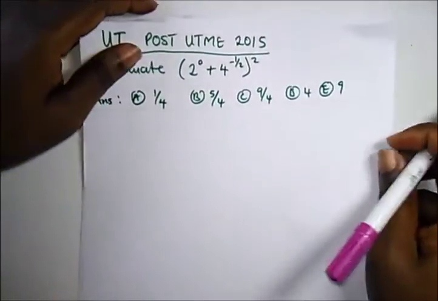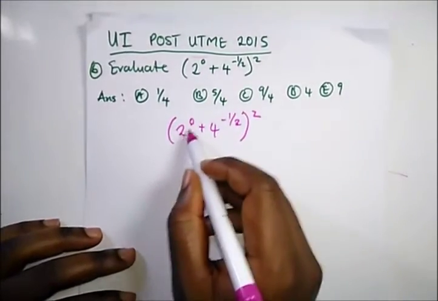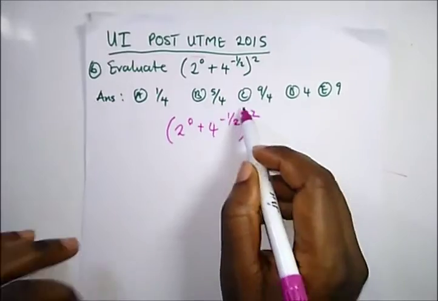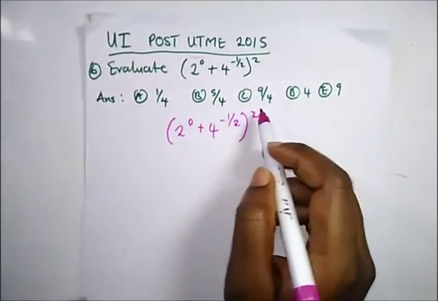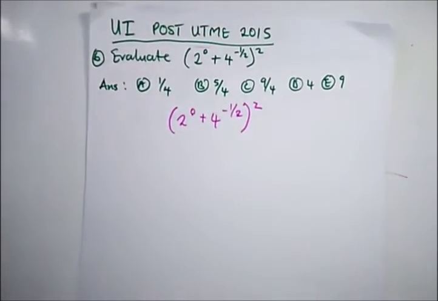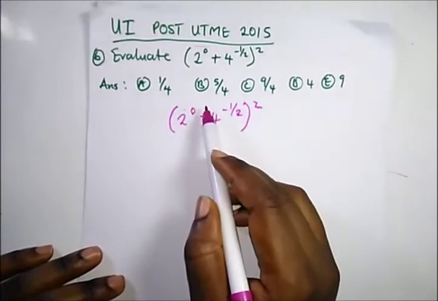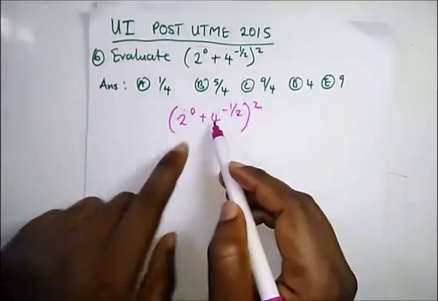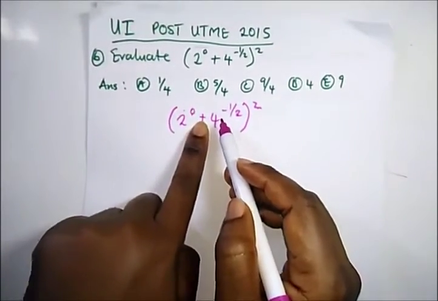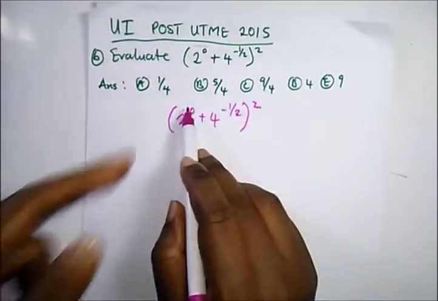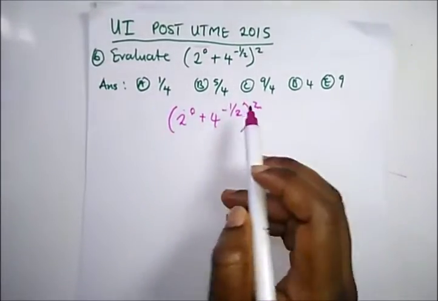Our next question says evaluate this. So you have here 2 raised to power 0 plus 4 minus half, all in bracket, raised to power 2. Most people can actually make the mistake of just multiplying 2 to these powers. No, this is raised to power 2 and there's a plus sign here, an operation here. It is not only 4 raised to power half or only 2 raised to power half. No, we have to do what?